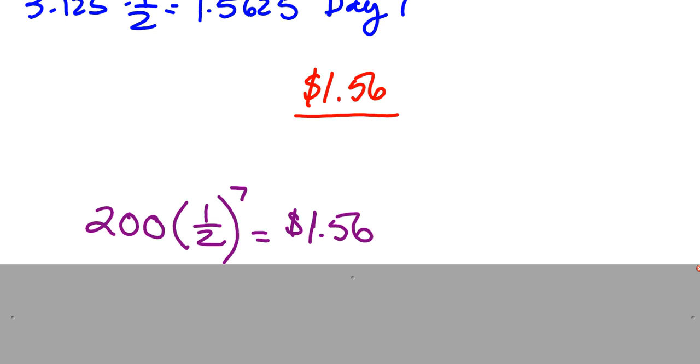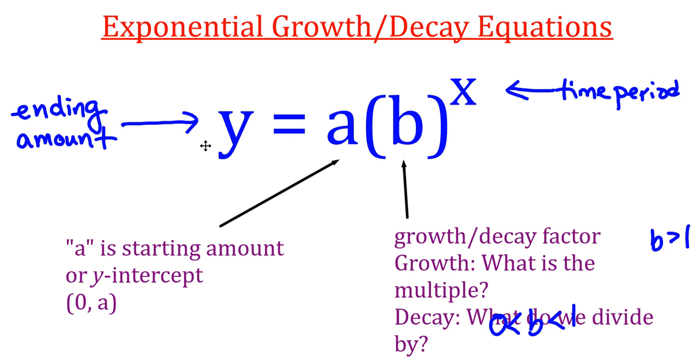So we have a way of writing an equation, an exponential equation. So again, your ending amount we're going to call y, right? Your result. A is your starting amount, or think of it as your y-intercept. B here represents how it is changing. Is it growing or decaying? Increasing or decreasing? It's growing if the B value is greater than 1. It would be decaying when the B value is less than 1 but greater than 0.